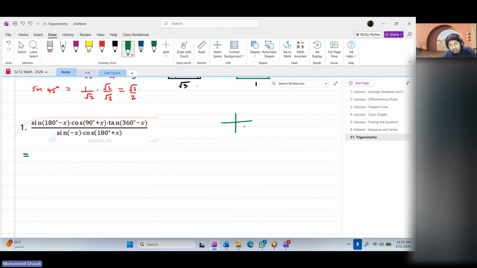So if we're looking at the CAST diagram, we are dealing with 180 minus x, that's in the second quadrant, sine is positive, so it's just sine x, dot. Cos of 90 plus x, that's a vertical reduction, cos. There's 90 here, 180, 270, 360. We said 90 plus x. So that's negative because cos is negative in the second quadrant and it changes to a negative sine x, dot.